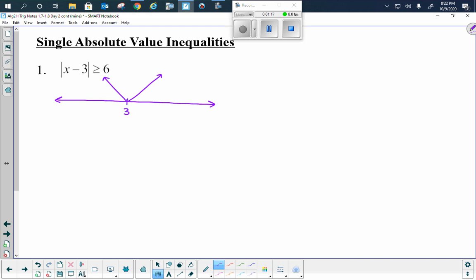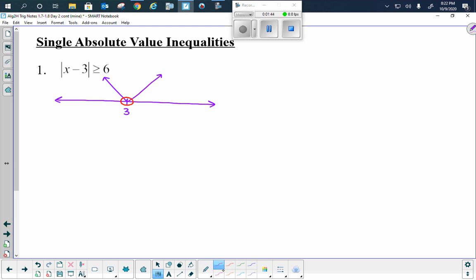Now, like we started doing on the last ones, let's test that critical point first, and then both sides will do our same process that we've been doing for absolute values. So here we go. If we plug in 3 first, 3 minus 3 is 0, absolute value of 0. Is 0 greater than or equal to 6? And it is not. So 3 does not work.